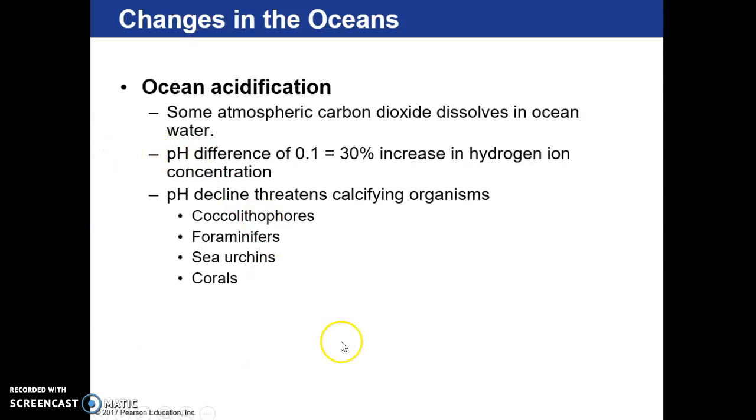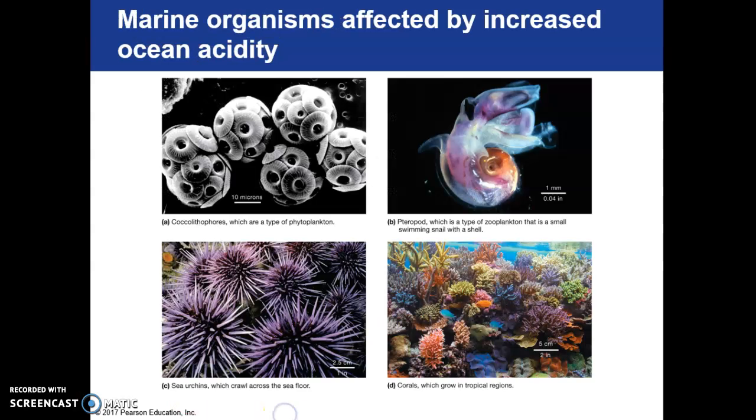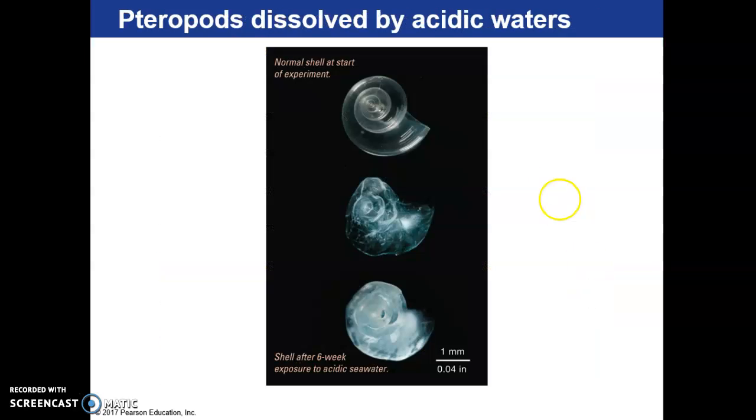And we see this acidification affecting things with shells. So coccolithophores, forams, sea urchins, corals, things that have hard pieces that are affected by that acidification. So if you look at these creatures, these are the ones that we're talking about. Coccoliths are phytoplankton. Pteropods are like little baby snails. They're a type of zooplankton. Sea urchins, corals. These are the ones that are most affected by ocean acidification.